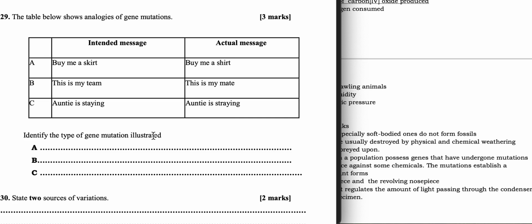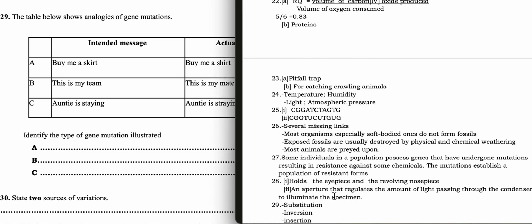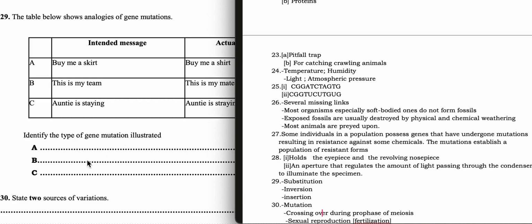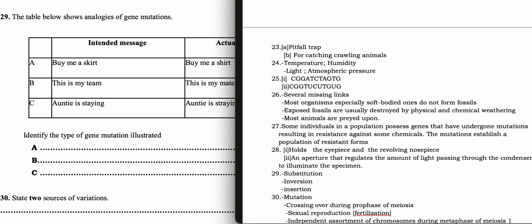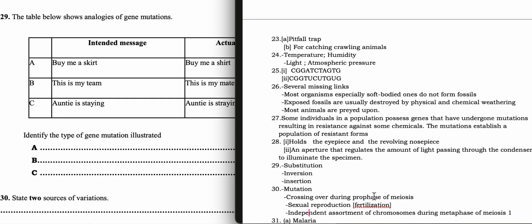Identify the type of gene mutation illustrated. A, we have substitution. B, we have inversion. And C, we have insertion. State 2 sources of variation. We have mutation, crossing over during the process of meiosis. We have sexual reproduction, which is fertilization, and we have independent assortment of chromosomes during metaphase of meiosis 1.